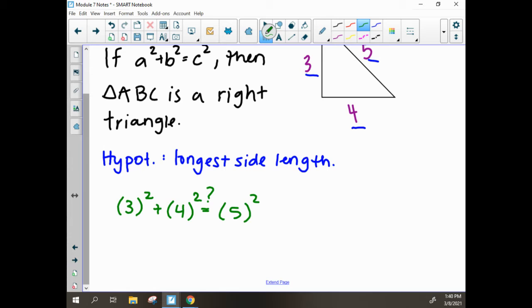So if we keep going on this pattern, we're going to get 3 squared is 9, plus 4 squared is 16, is equal to, still questioning this, and 5 squared is 25. So then we get 9 plus 16 is 25, and 25 is in fact equal to 25. So then, yes, this is a right triangle.